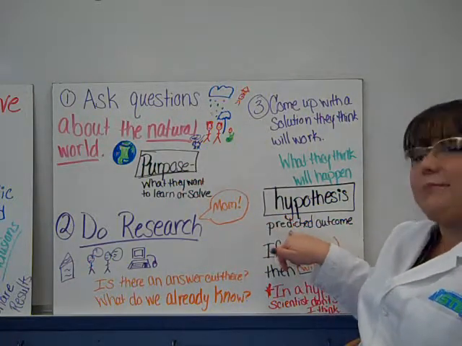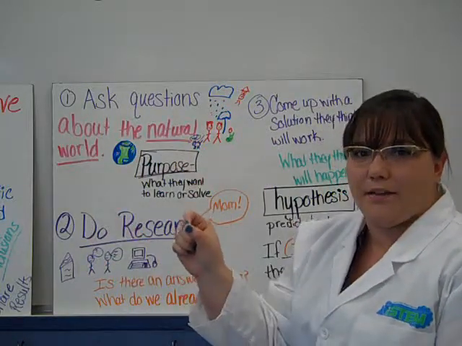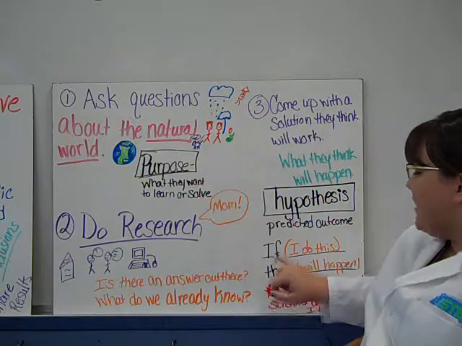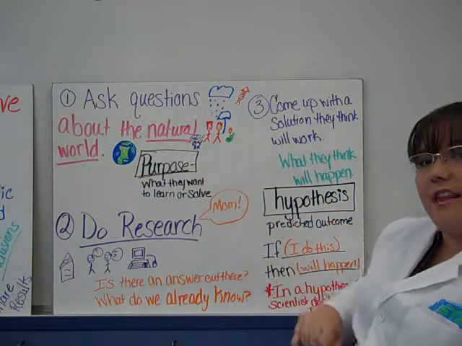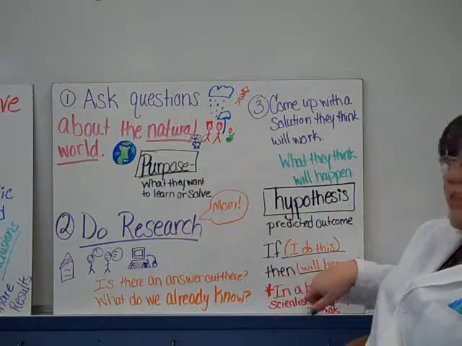Your hypothesis is a predicted outcome, what you think is going to happen. Hypothesis is your predicted outcome. And scientists say it in an if-then statement. If I do this, then this will happen.